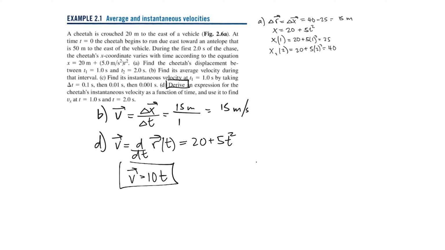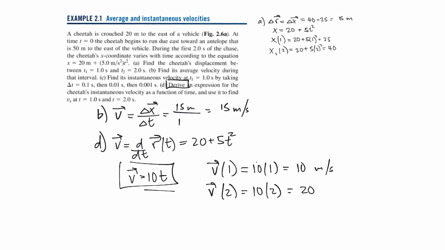So that is the expression or the function for the instantaneous velocity. Velocity equals 10 times t. And then we can use that to find the velocity at 1 second and at 2 seconds. So the velocity at 1 second is velocity with 1 for t. So we do 10 times 1 equals 10 meters per second. And then velocity at time equals 2 is simply 10 times 2, plugging it straight into the expression we found, and that equals 20 meters per second.